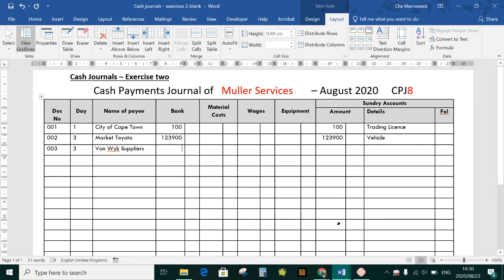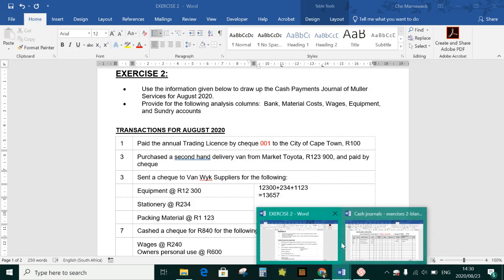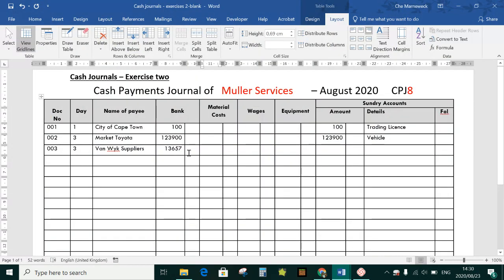So we're now going to enter it under the bank column, 13,657. We now split it up into the different categories of things that we have purchased. Firstly, we are purchasing equipment for 12,300. So we have a look. We have a column that says equipment. So on the very same line, we can enter 12,300. We are also buying stationery for 234.